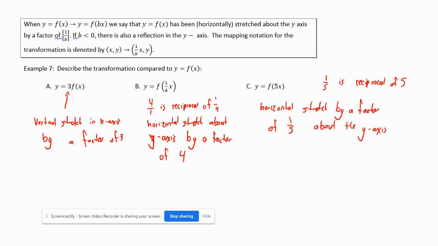Okay, so it's a little bit confusing. If the b value is inside the brackets like they are here, that means the stretch factor is the reciprocal of the b value.